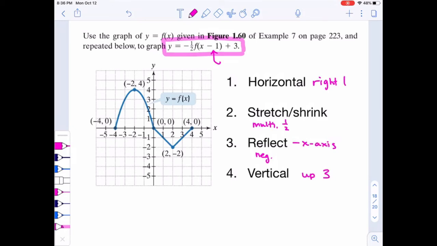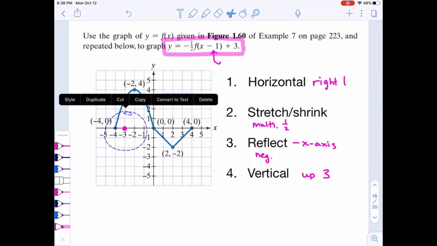So I'm going to take this point and try to manipulate this around enough so you can see what I'm doing. All right, so if I were to take this point here, the first thing it tells me to do is make a horizontal, a right shift. So I'm going to move this over to the right 1 spot, and then I'm going to stretch or shrink by 1/2. Well, right now I'm at a 0. Well, 1/2 of 0 is still 0, which means I'm still where I'm at.